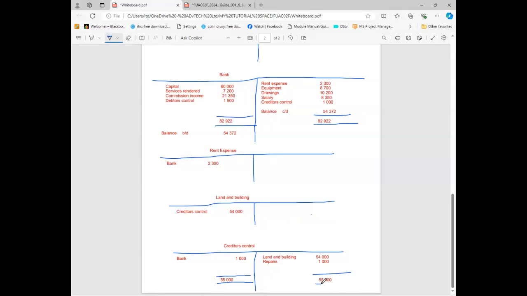So the difference will be, obviously, balance carried down here. Do you agree with me if I say balance carried down is 54,000? Yes, sir. Okay, and I'll bring it down here, same amount. Just a quick question.